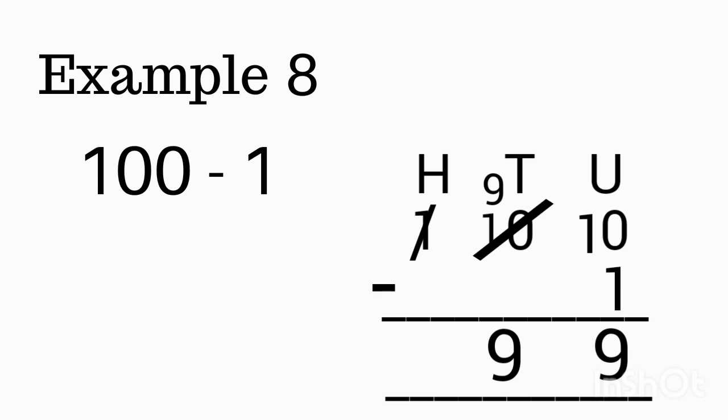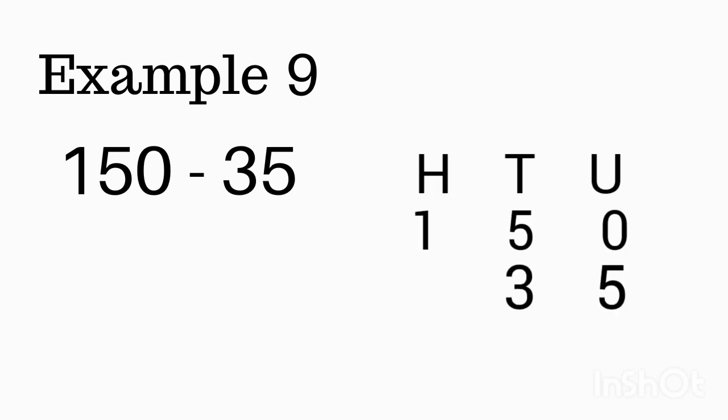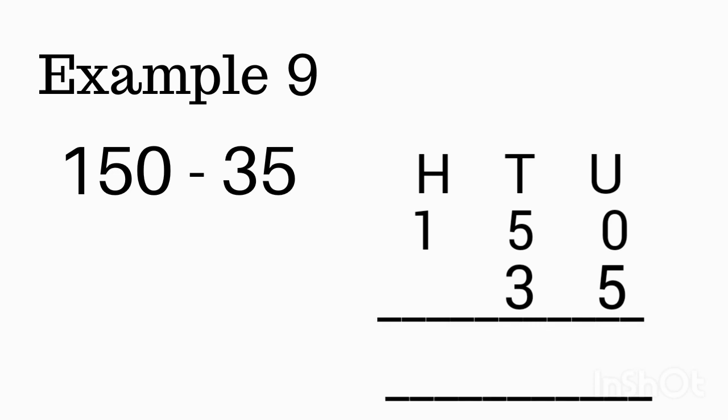Example number 9. We have 150 minus 35. We will do exactly the same thing. 150, 3 digits. We will place it on the 100, tens and units. 35, 2 digits. We will place it on the tens and units. All right, we go ahead, put the sign and subtract. 0 minus 5, cannot. We will move to the tens column. We have 5 there. Take 1 from there and put it beside 0.